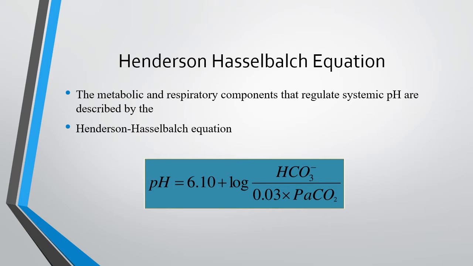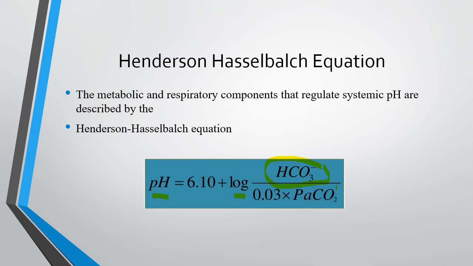So now, what is the Henderson-Hasselbalch equation, and why have I put this here? This equation helps you calculate the pH in the blood using two values: the bicarbonate level, and the PaCO2 value. The bicarbonate is the metabolic component. The PaCO2 is the respiratory component. So this equation links pH as a product of the metabolic component and the respiratory component that determine acid-base balance.